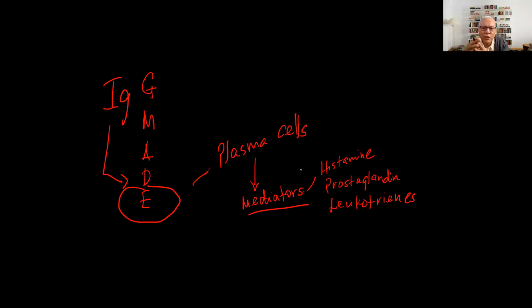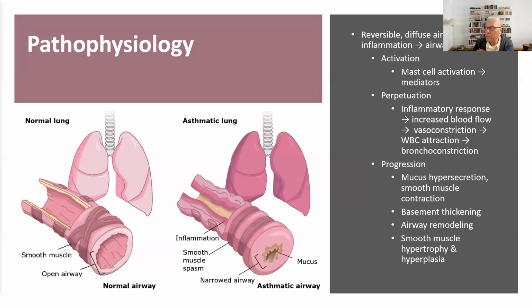So what are the actions of these chemicals? Well, these chemicals contract the smooth muscles, and therefore there's going to be tightening of the airway. This is the first or early phase of activation in asthma. Then there's another stage, and that's perpetuation. This is the next stage right here. These chemicals perpetuate the inflammatory response. In other words, they exaggerate and continue this inflammatory response.